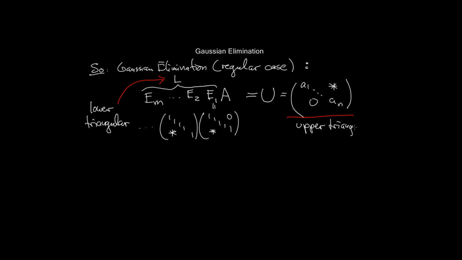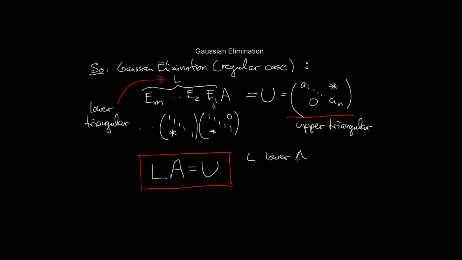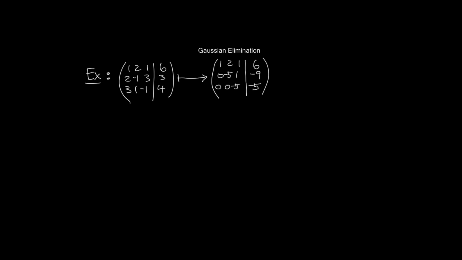I have an equation of the following sort. I have a lower triangular matrix L, and I've multiplied it times my given matrix A, and the result is an upper triangular matrix. So this is a very important concept, and it's the sort of concise way of thinking of Gaussian elimination. So let's look at our previous example from this point of view.